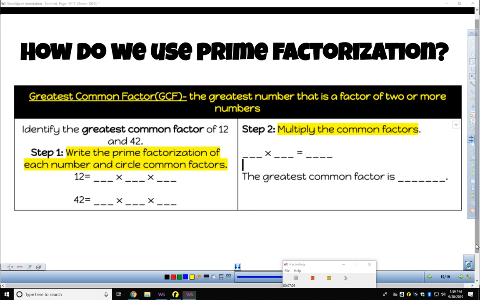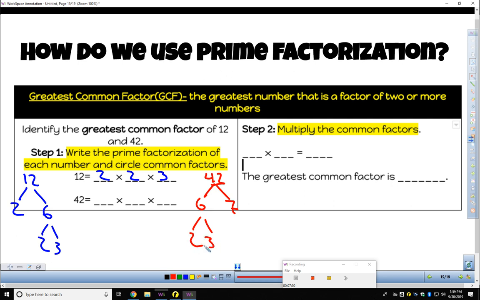So let's factor out 12. 2 times 6, 2 times 3. So 2 times 2 times 3. 42, switch color just so we know. 6 times 7, 2 times 3. 2 times 3 times 7.